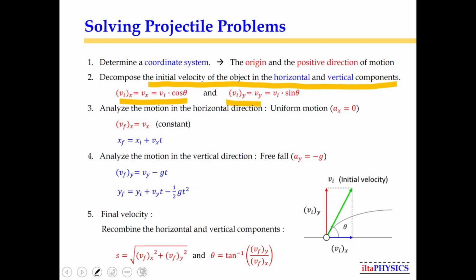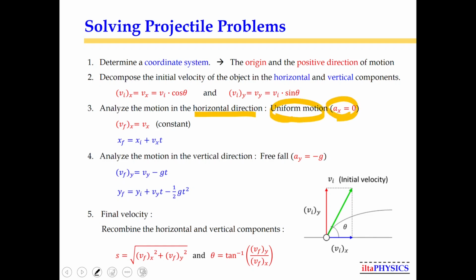If you imagine the diagram shown in the bottom right corner, you really don't need to memorize any formulas. It's all about visualizing how the velocity splits into two perpendicular components. Once we know the velocities in both directions, we can start by analyzing the horizontal motion. Because the horizontal motion is uniform, the acceleration is zero, which means the initial velocity and the final velocity are the same. In uniform motion, the final position equals the initial position plus the horizontal velocity multiplied by the time interval.